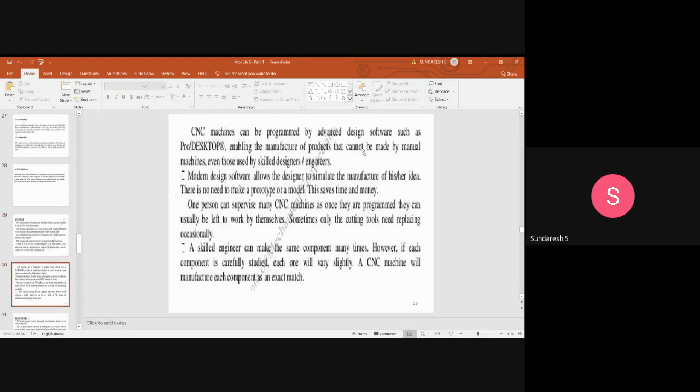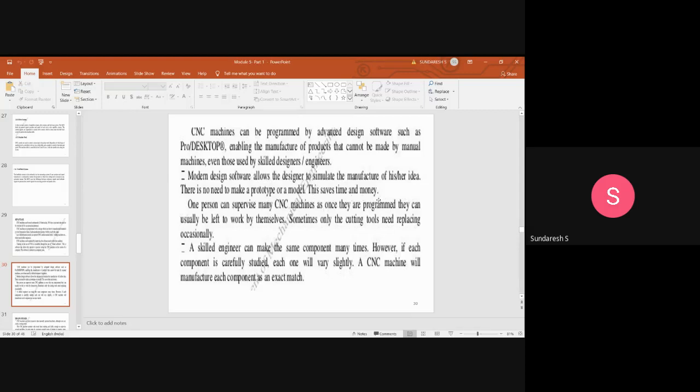CNC machines can be programmed by advanced design software such as ProDesktop, enabling the manufacture of products that cannot be made by manual machines, even though used by skilled designers or engineers. Modern design software allows the designer to simulate the manufacture of his or her idea. There is no need to make a prototype or a model.